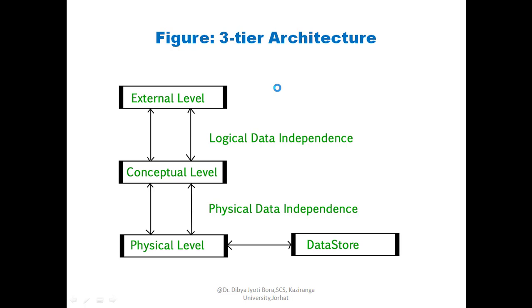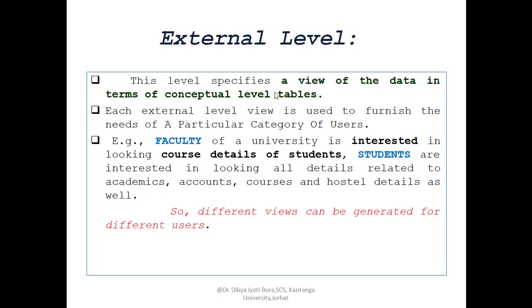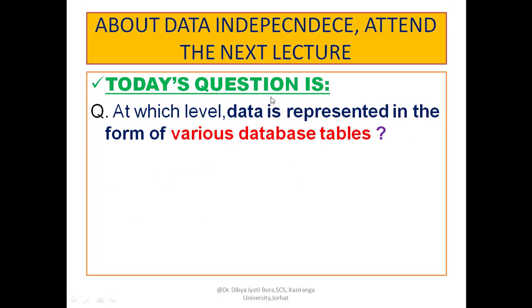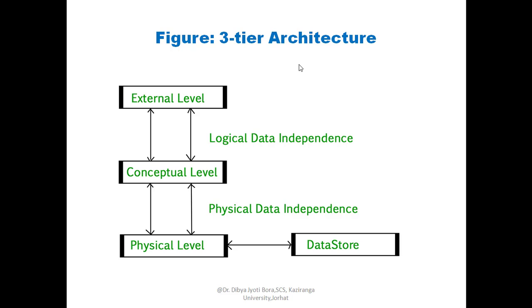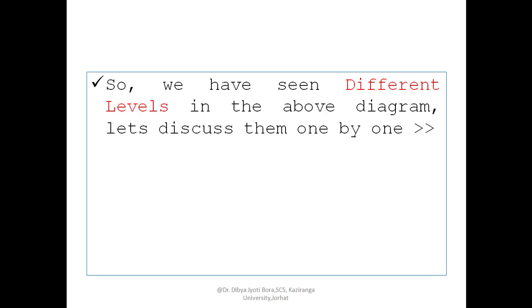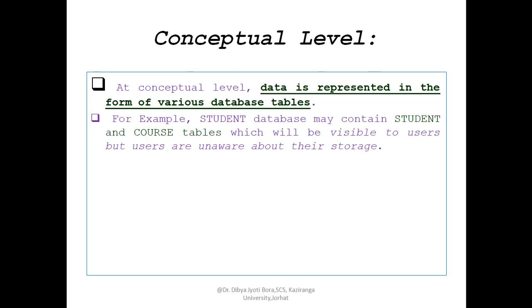So in the next class, our main topic is to discuss data independence in detail. I hope today's lecture on the three-tier architecture is very clear to you. If any doubt still exists, do comment. I'll respond to it as soon as possible.